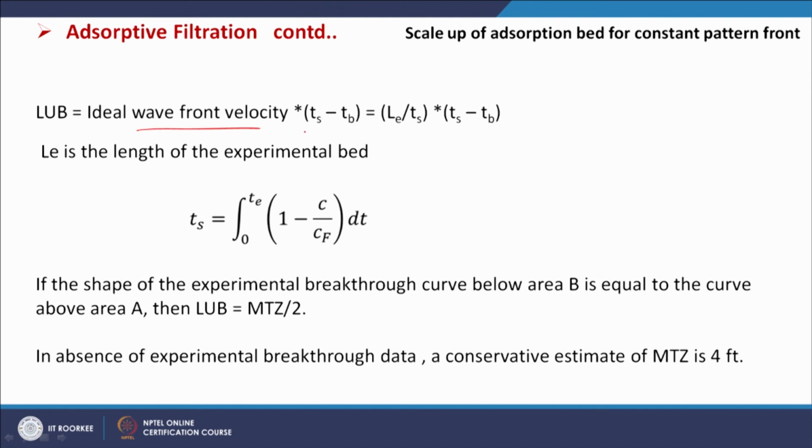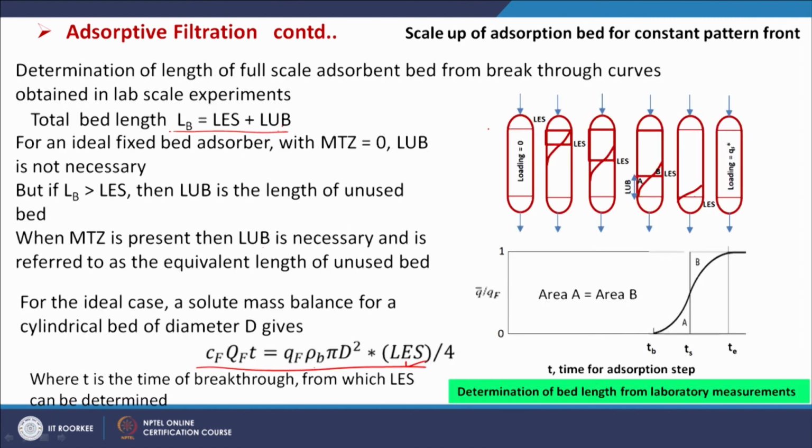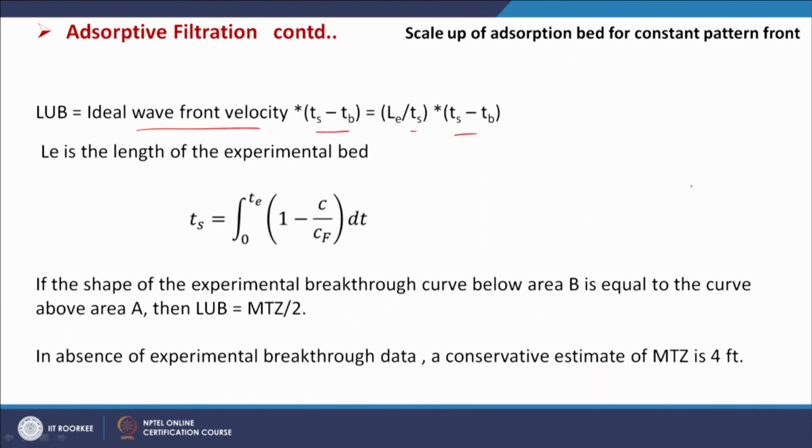And we can calculate the LUB by this formula: ideal wave front velocity into Ts minus Tb, which is equal to Le by Ts into Ts minus Tb. The ideal wave front velocity means that up to Ts is the time, and then the whole bed has been covered by the adsorption process and is exhausted. So, we get Le by Ts into Ts minus Tb, where Ts can also be calculated by integral 0 to t of 1 minus C by Cf into dt. So, LUB can be calculated that way, and LES can be calculated as discussed in the previous slide.